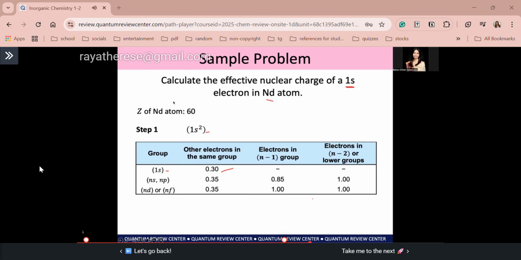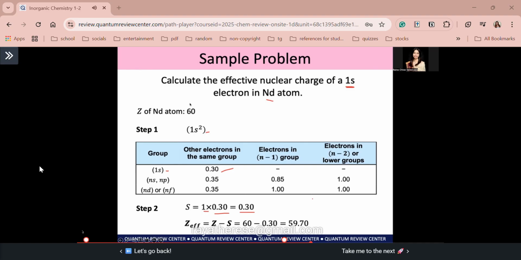So let's calculate the shielding constant. S is equal to the 1 electron from the same group as the electron of interest times 0.30 yung contribution, is equal to 0.30. Calculating for the effective nuclear charge, Zeff is equal to Z minus S. So 60 minus 0.30 is equal to 59.70. So that's your effective nuclear charge. Diba guys, napakalaki ng Zeff nga. This is expected from a 1s electron that is very near to the nucleus.